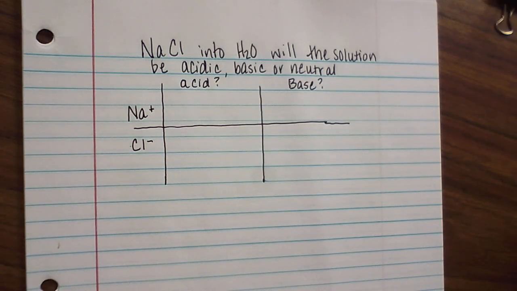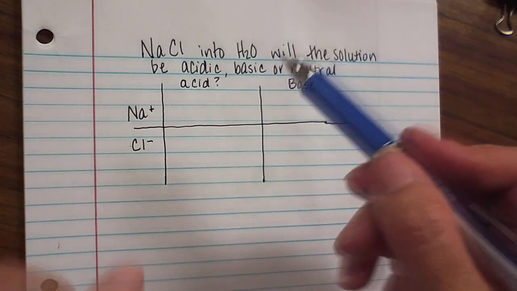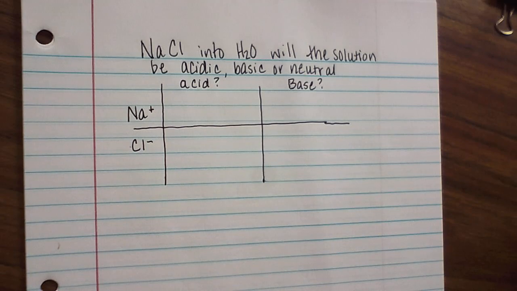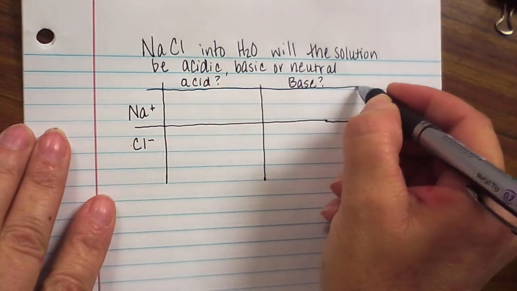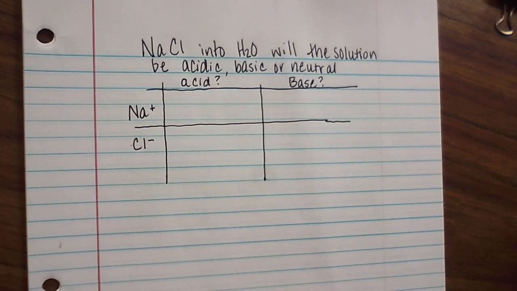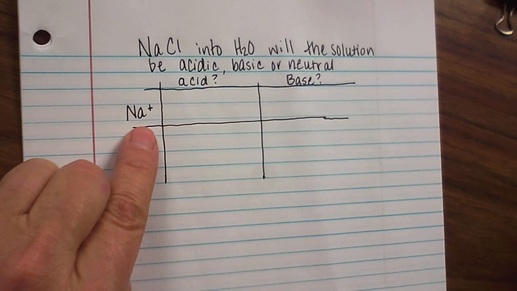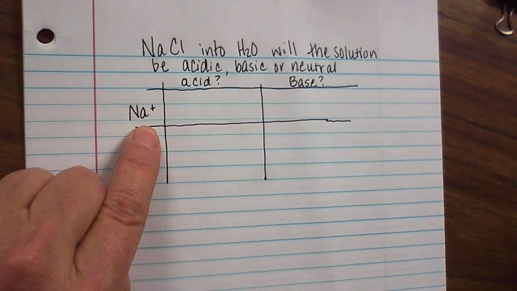All right, here we go. So the first one is sodium. Is the sodium ion going to cause this solution to become acidic? What we know is that the Bronsted-Lowry definition is that an acid donates protons. So can this sodium donate protons?